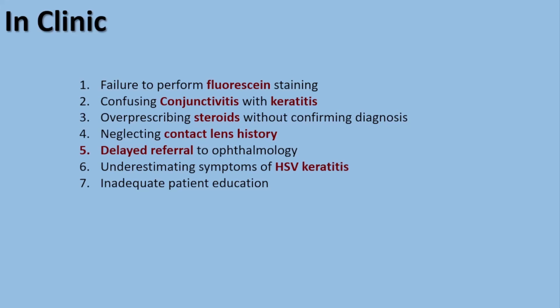So what are the mistakes that a student can make when they are facing keratitis? Number one, not performing fluorescein staining. A student often misses corneal epithelial defects or even ulcers because they skip the fluorescein exam. So this is the number one mistake that you have to avoid. Another mistake is confusing conjunctivitis with keratitis. Mistaking conjunctivitis, which is a superficial infection, for keratitis, which is a deeper infection involving the cornea, can be drastic.